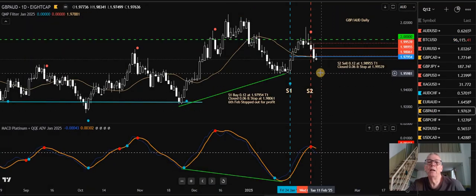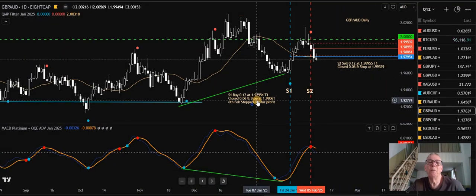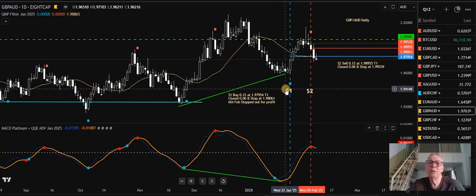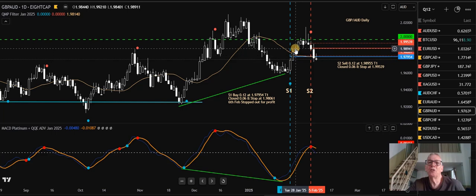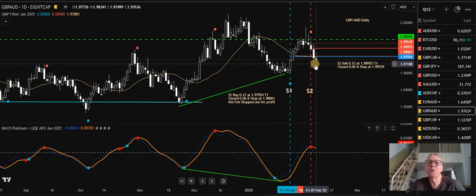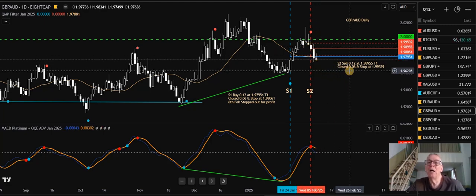Pound Aussie, highlighted in orange. I'll stop that on my buy. So I took this buy on the 27th of Jan. A lot of background noise today. Got out, closed half, dragged my stop up, got out for a small profit. Stopped out on this candle down. I'd taken this sell in the meantime. And the sell, I've already closed half.